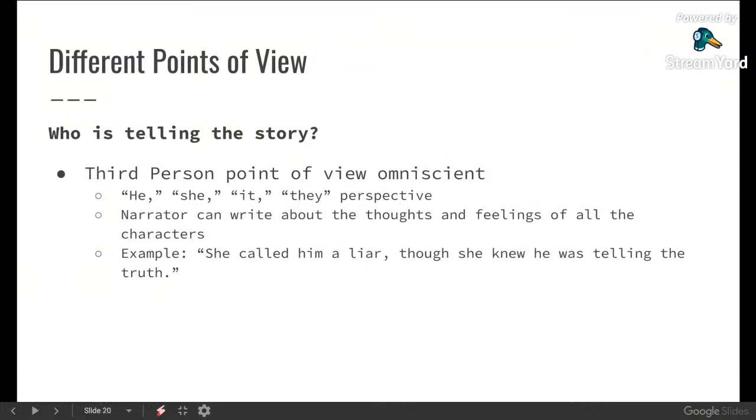Third person point of view, omniscient. So this is also a he, she, it, they perspective. The narrator can also write about the thoughts and feelings of the character. So it's not just what they're observing on the outside. They even know what's going on in their heads. For example, she called him a liar, though she knew he was telling the truth.